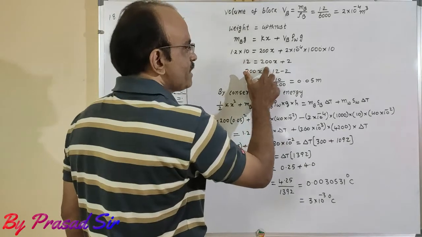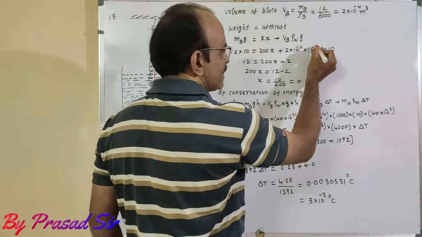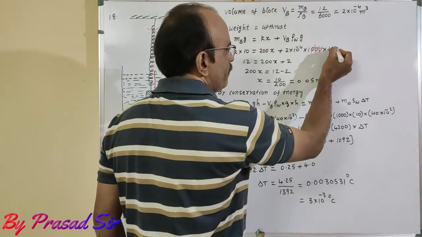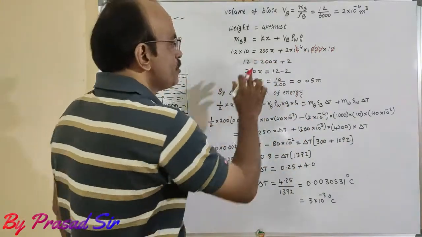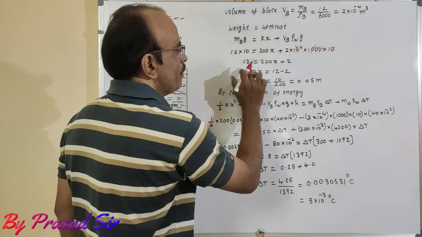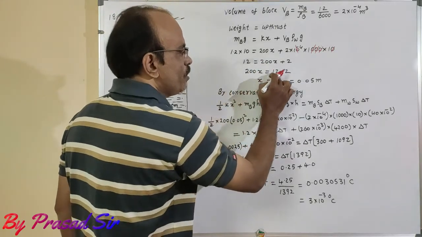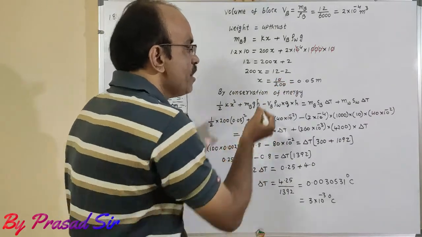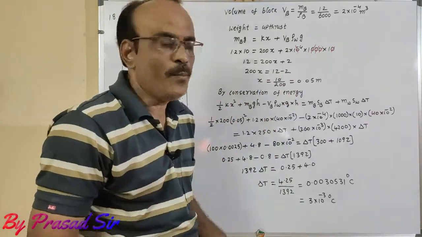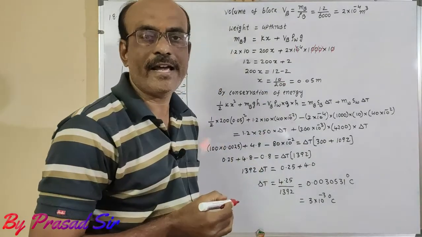is equal to 200x plus, in this case, 1, 2, 3, 4 zeros. That means 10 to the power of minus 4 gets cancelled. We got 2. So 200x is equal to 12 minus 2. X is equal to 12 minus 2, how much? 10 divided by 200. 1, 0, 0 cancel. 1 by 20, in decimal points we are getting 0.05 meters.